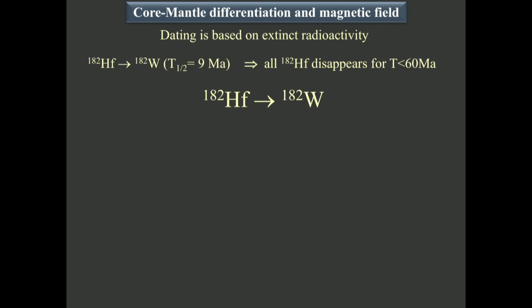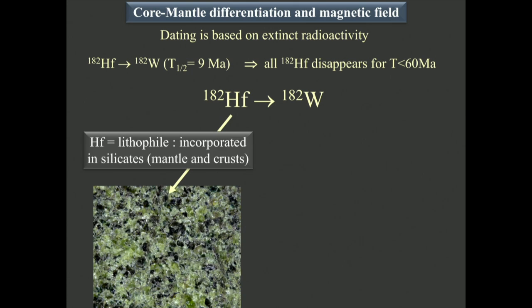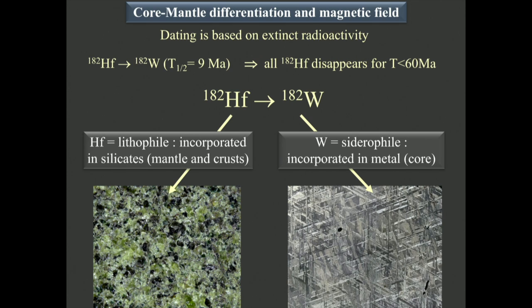So here is the equation. And in addition to being an excellent system for dating very early events, hafnium behaves as what we call a lithophile, which means that it is incorporated in silicate. In other words, hafnium will go in the silicate in the mantle. And when it decays into tungsten, tungsten is siderophile and will go into the core. So this system is excellent for dating very early events, but also for looking at the separation between silicate and metal.